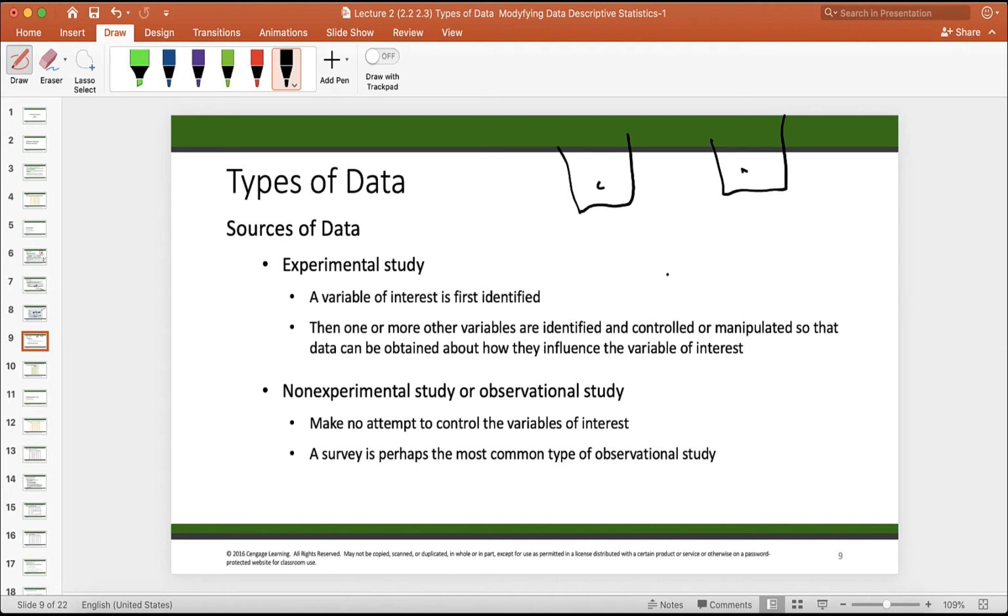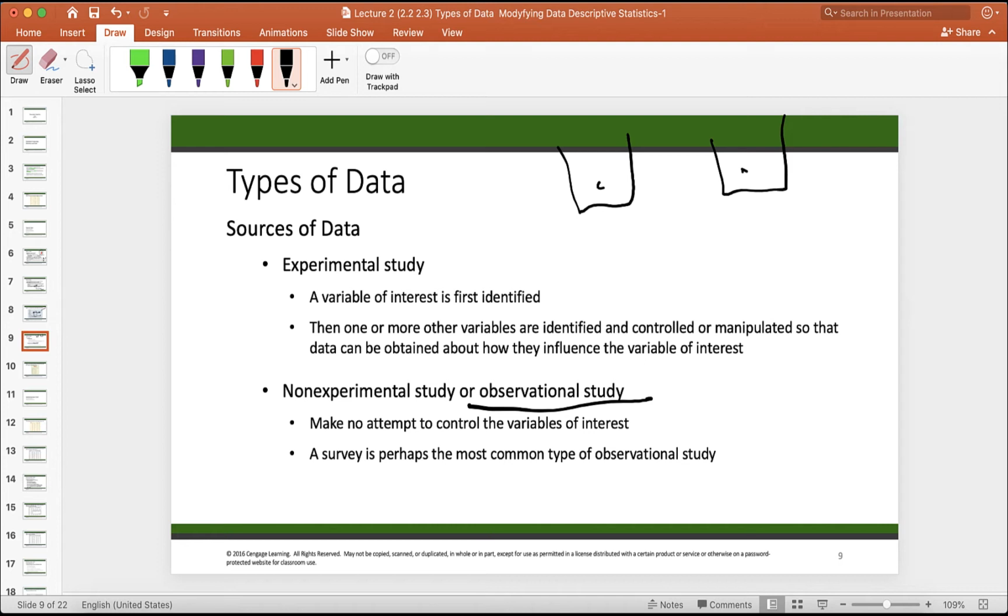I can also collect data by using an observational study. An example of an observational study is just basically counting, for example, how many airplanes fly overhead in any 24-hour period. That's an observational study. I have no influence on how many airplanes fly overhead. I'm just sitting back and observing.